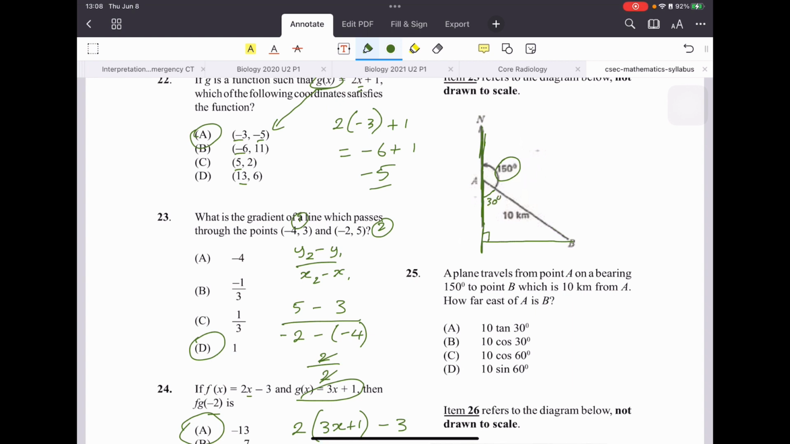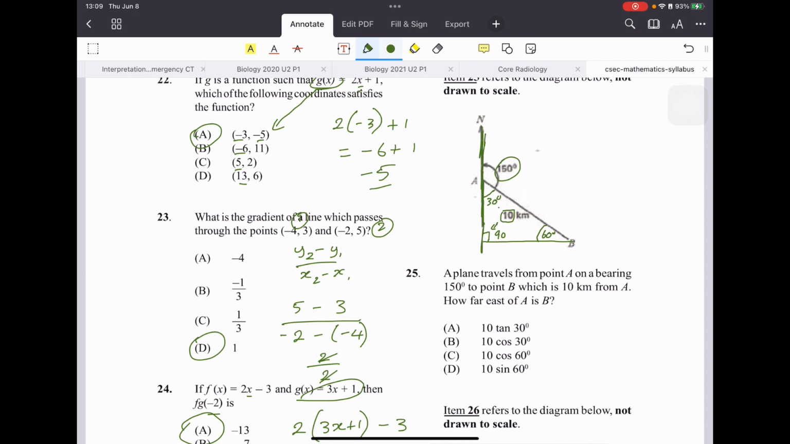I already know that this angle here is 90 degrees. And the total sum of angles in a triangle is 180 degrees. So if I have 90 degrees here and 30 degrees here, that's 120. So the remaining angle over here is going to be 60 degrees. So I have all the angles of the triangle, and I have the 10 km here in the hypotenuse. So I can use either of the angles, but I need to coordinate my answer with their answer.